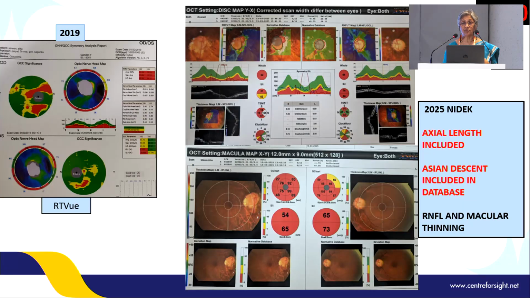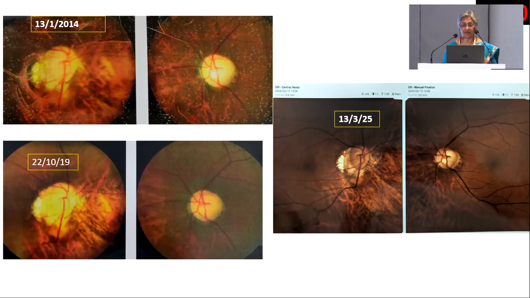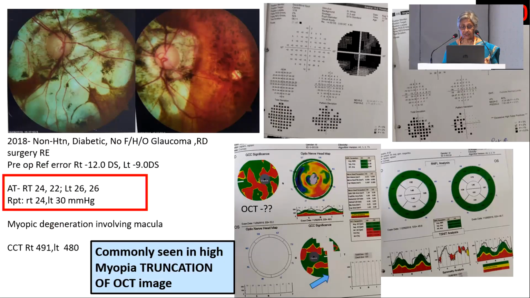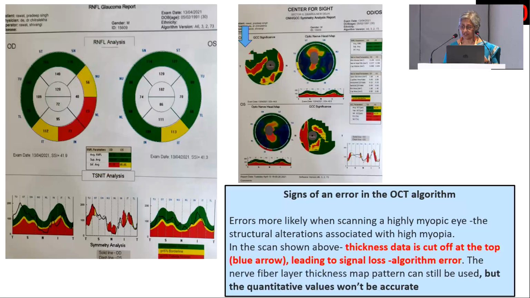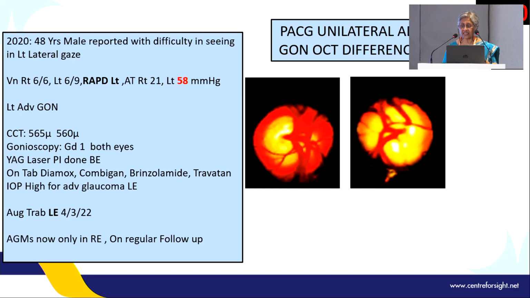But now we come down to the NIDEK. NIDEK gives us, this is a special thing, the axial length is included and Asian descent. Remember, we cannot use Caucasian data, we can't compare oranges and apples. So Asian descent was included, and we find that there was both RNFL as well as macular thinning. And these are her fundus pictures. This was another patient. You'll find that in myopes, there's a lot of truncation which happens in the OCT pictures, so be careful about them.